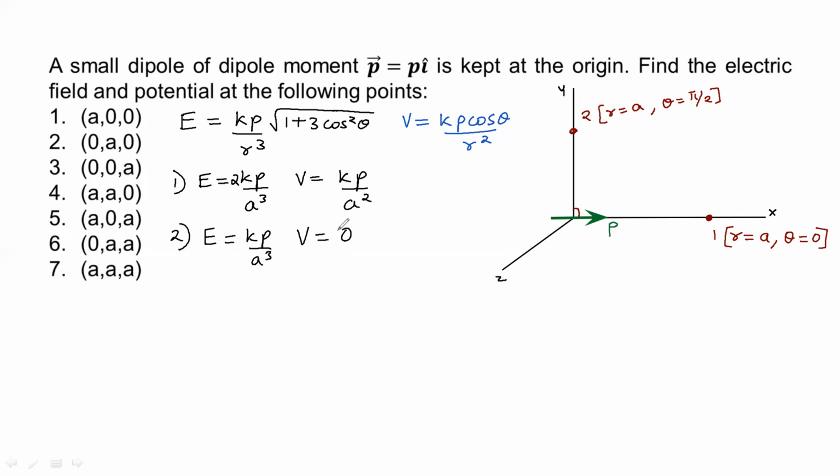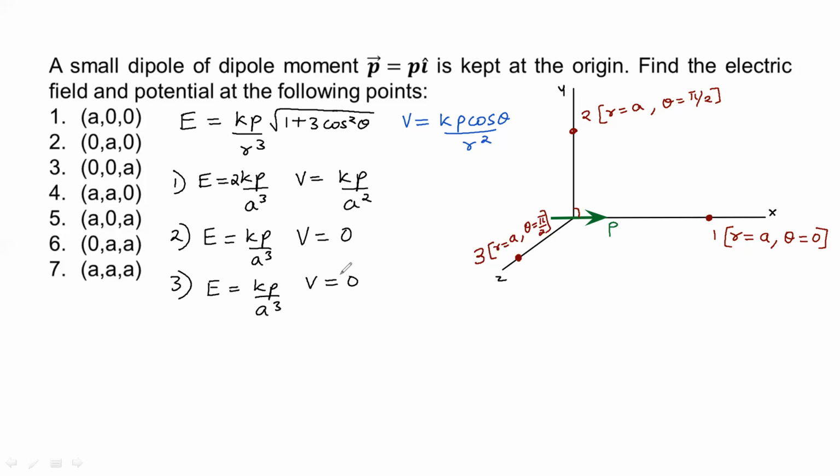Now the next point is on the z axis, and you could clearly see that there isn't much difference between point 2 and point 3, since they're both on the equatorial plane. Here r is equal to a, and theta is equal to again pi by 2. Okay, so you'll get the same result in case number 3, which is E equals Kp by a cube, while V is equal to 0.